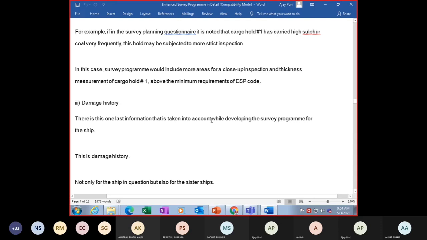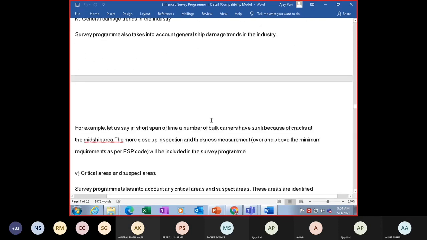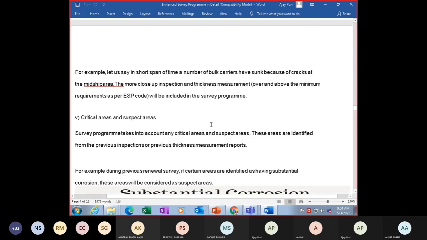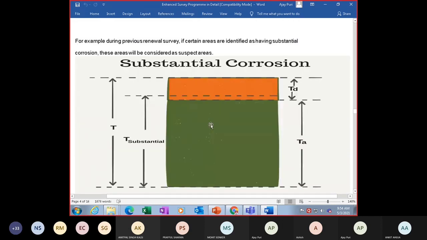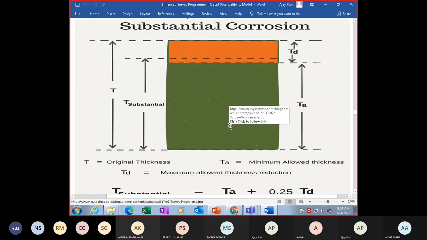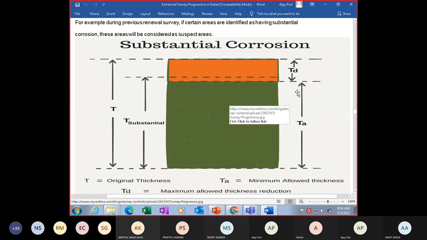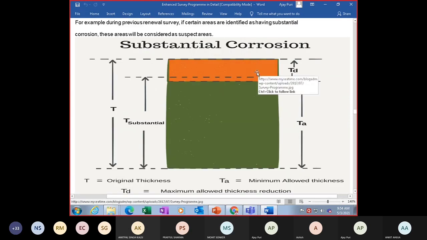So your damage history has to be taken into account, of your sister ship also. And then your critical areas, which are the areas which have substantial corrosion. Suppose the original thickness is T and T is a minimum allowed thickness. So suppose your reduction allowed during the corrosion is 10% and 75% of this allowed you have already corroded, so that becomes substantial corrosion.